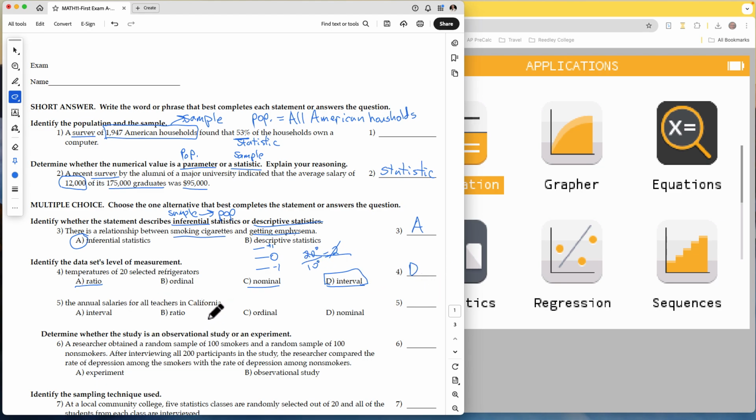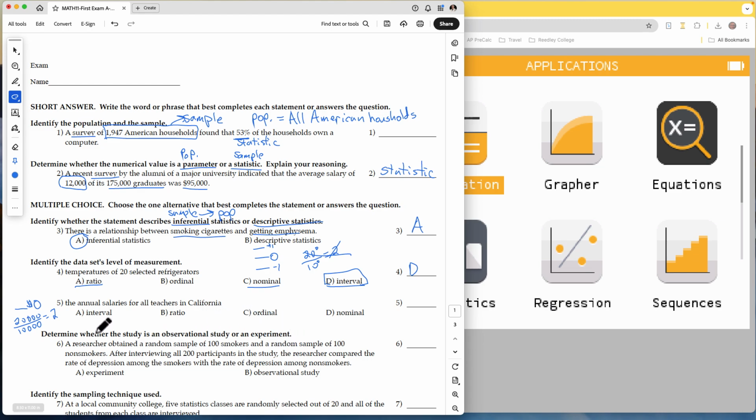Annual salaries for all teachers in California. Again, we look at how is 0 represented. What does 0 mean here? So if you're making $0, does that mean you have no salary? That's exactly what it means. So here 0 is not just part of a scale, it means the end of the line. And additionally, since 0 is the end of the line, if you were to take 20,000 salary divided by 10,000, this does have meaning. The one who's making 20,000 is making twice as much as the one that's making 10,000, because you've got this starting place of 0.